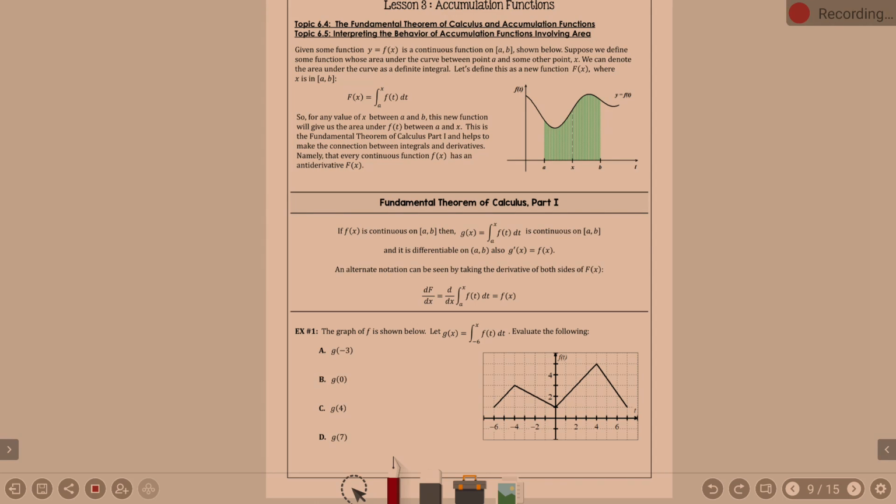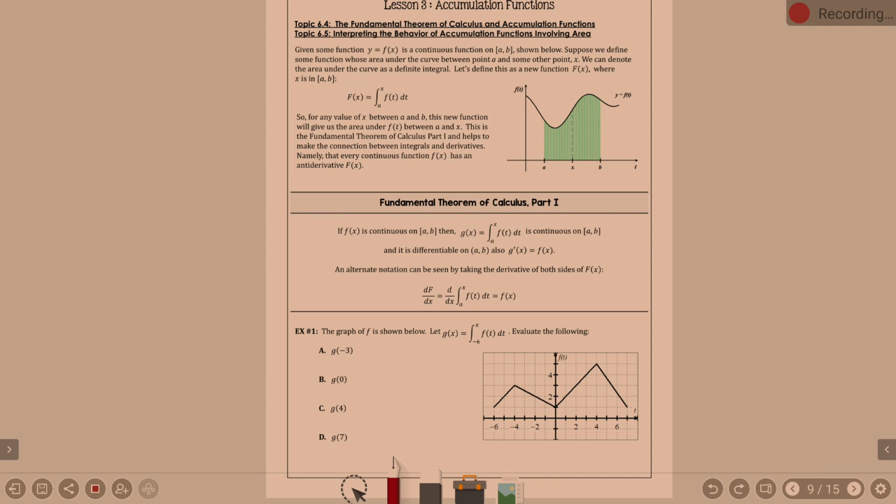Okay, so again, I keep mentioning that: area under the curve, that's what an integral is, right? So derivative was the slope of the tangent line, and integral is the area under the curve. Okay, so we can define this new function, capital F of x. This is common notation: capital F of x is the integral from a to x of f of t dt. So that's saying it's the area under the curve from a to x. Okay, so for any value of x between a and b, this new function will give us the area under f of t between a and x.